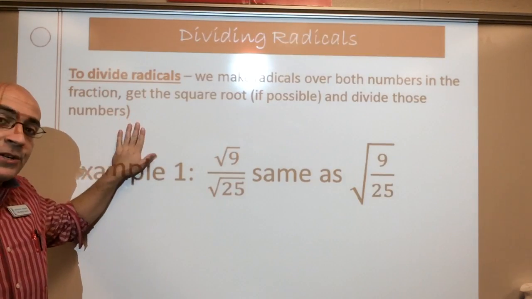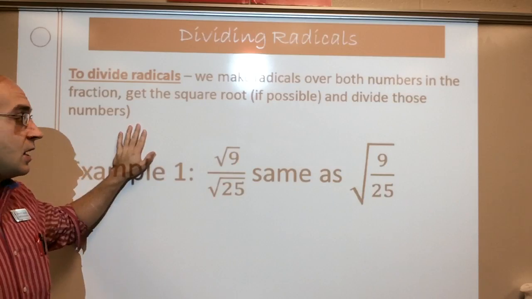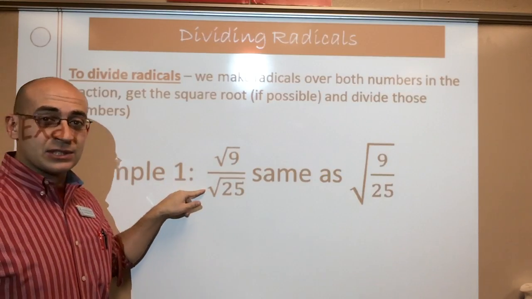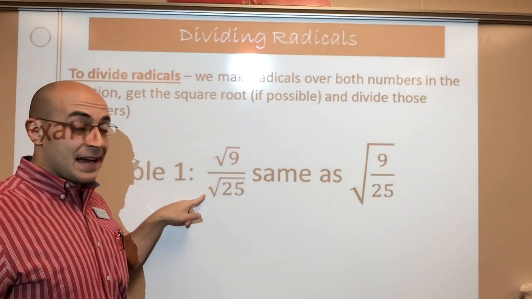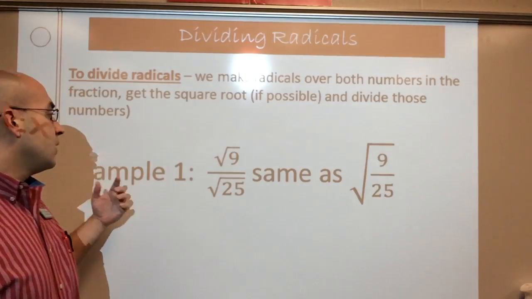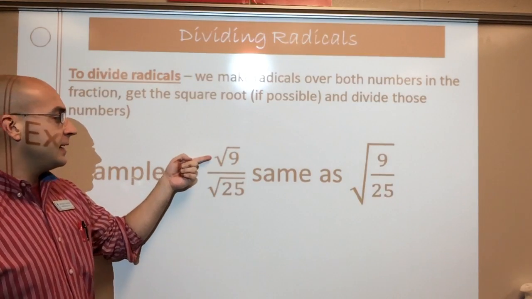Basically, there's one major rule when you are dividing radicals. We can never, ever have a radical sign left in the denominator. That doesn't work, but we're going to get there in a second. So, example 1 here, dividing radicals.